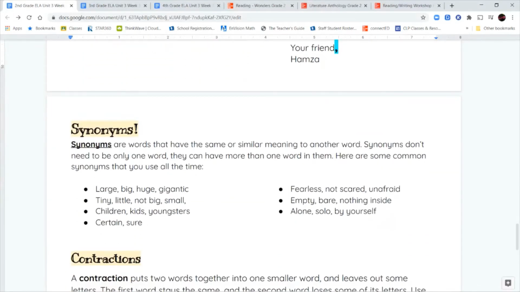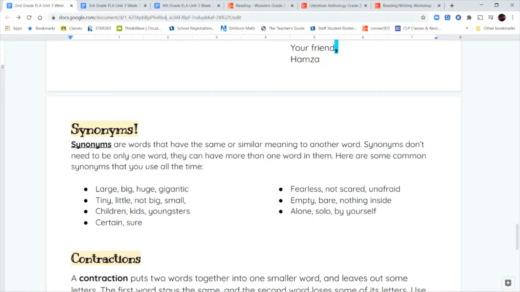The next part of our notes is going to be about synonyms. So we've talked about these briefly in the past. Synonyms are words that have the same or a similar meaning to another word. So they don't need to be just one word. They can have more than one word in them. And I'm going to give you a couple examples. So remember, when you think of synonym, think of same. Synonym, same. They both start with the letter S.